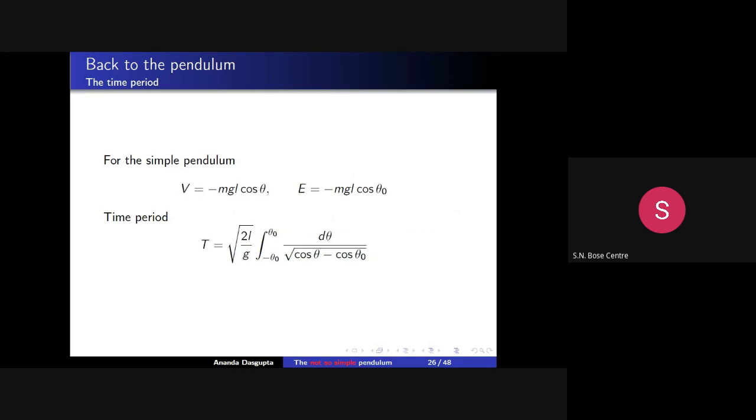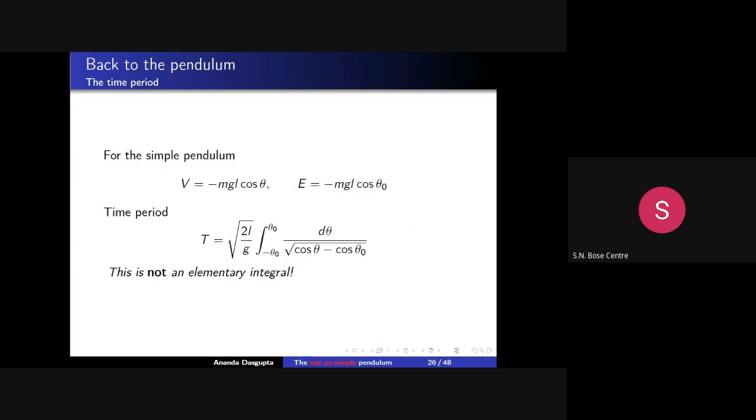So this is an integral that we need to do to find out the time period. Okay? And this is not an elementary integral. Unlike the situation you had for a harmonic oscillator, where the integral was really a sine inverse, a standard elementary integral, this one is not.